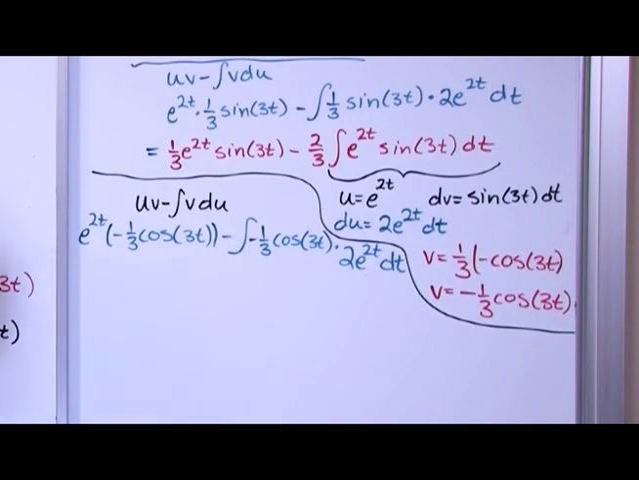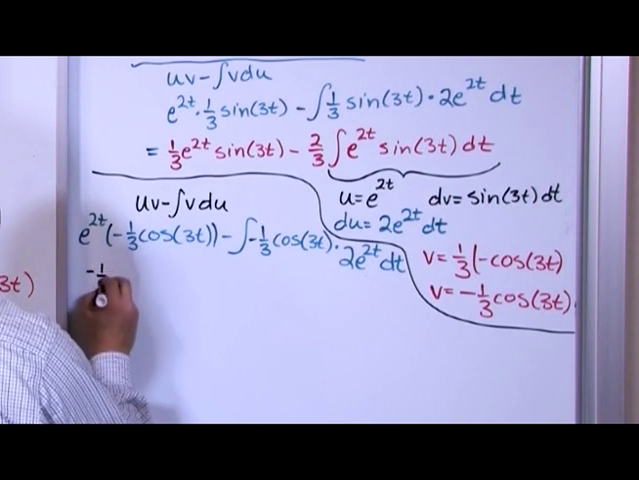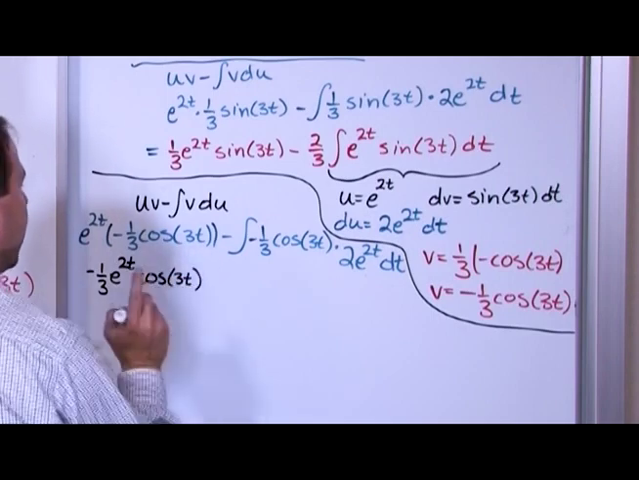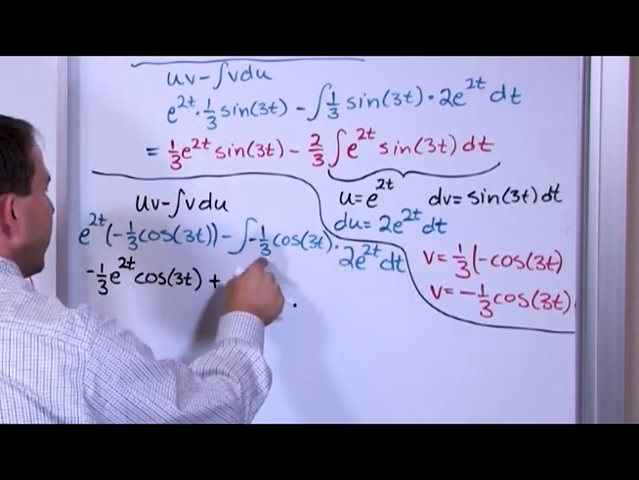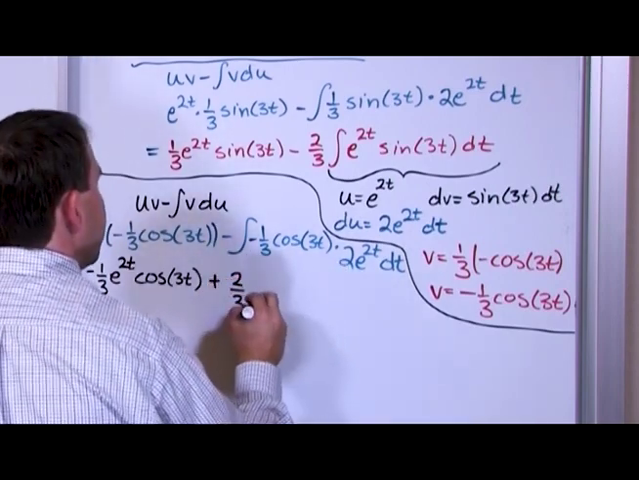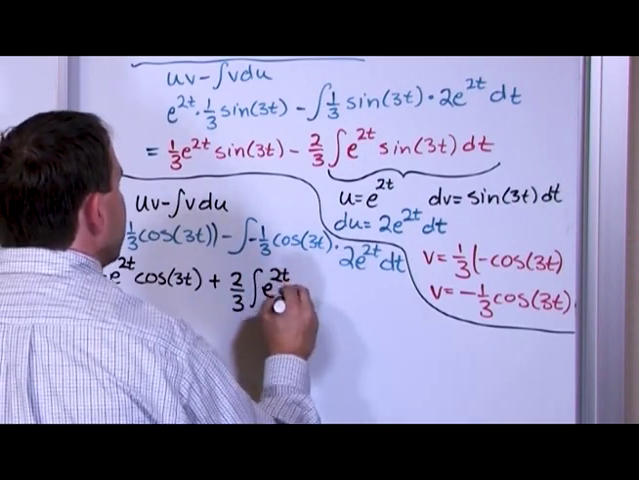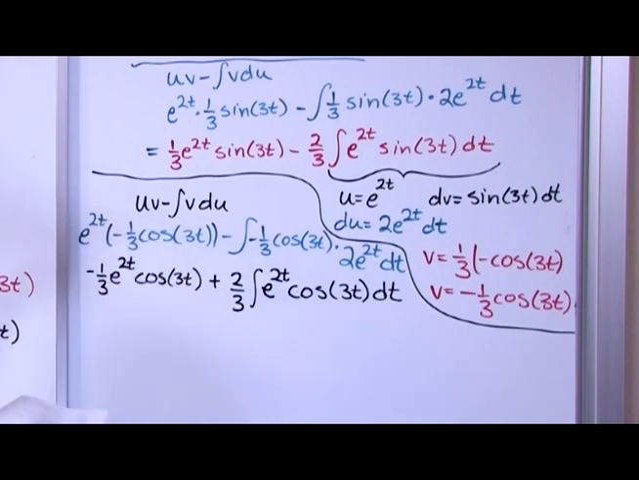Now let's take our time and simplify what we have here. So what we have here is negative 1/3 e to the 2t times cosine of 3t. Now I have a minus, but I have another minus, so what I have is a plus, and I have 2 times 1/3, which is going to be 2/3, times the integral, I'm writing the exponential first to keep it consistent with everything else, times cosine of 3t dt. So just to make sure I'm correct here, I have negative 1/3 e to the 2t cosine 3t plus 2/3 integral e to the 2t cosine 3t dt.